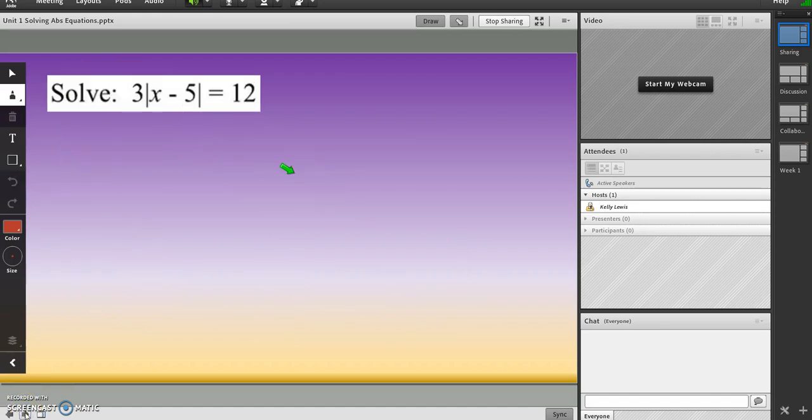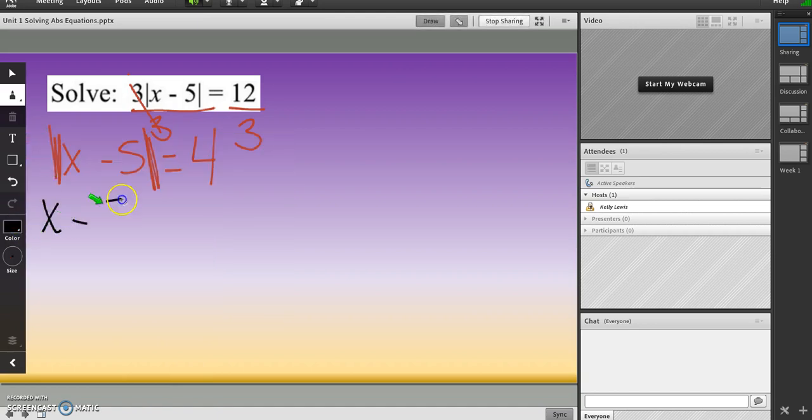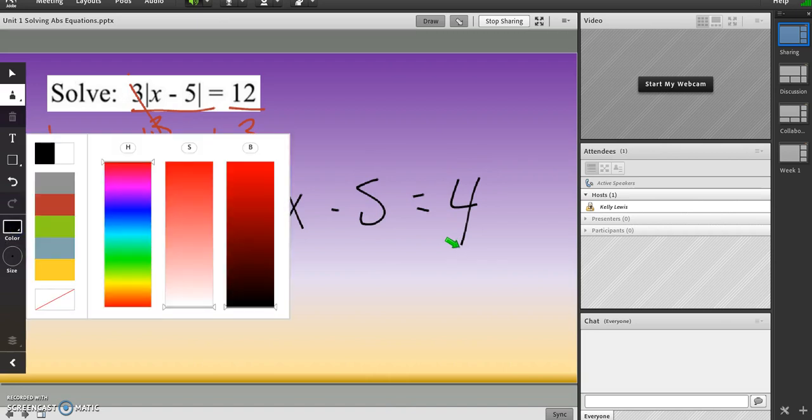What about here? Do not distribute this 3. Don't do it. Divide by that 3 because you need the absolute value all by itself. So we have x minus 5, 12 divided by 3 is 4, and then we have our absolute values. All right. So we have x minus 5 equals negative 4, x minus 5 equals positive 4. All right, now finish solving.